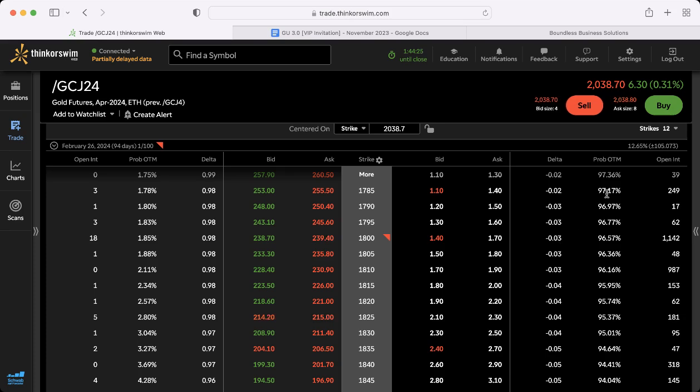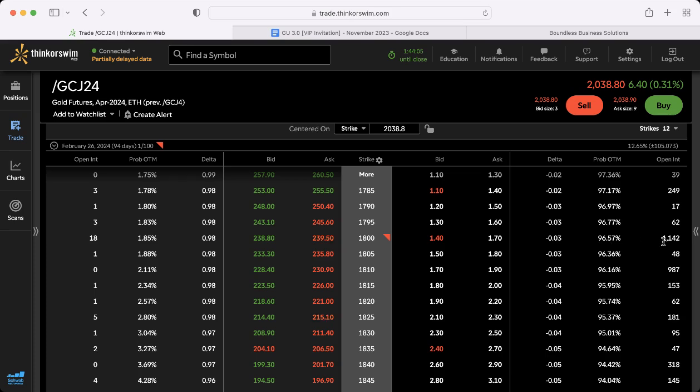Okay. Probability out of the money, a super important one we look at here. This is showing us to be 96.57% chance that this particular strike price will be out of the money at expiration. I like those odds. That's pretty good.